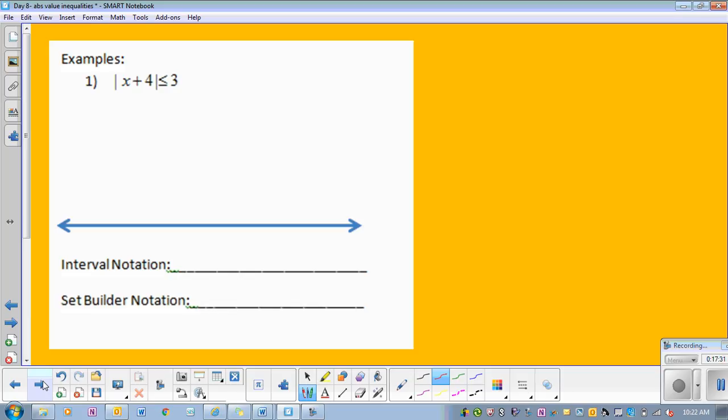Let's try example 1. All right, guys, absolute value. Is it all by itself? Yes. So I'm going to drop the bars, write it twice. First one looks exactly the same. X plus 4, less than or equal to 3. Second one is x plus 4. What do we do with the sign? Greater than or equal to negative 3. Good. You switch the sign, make the number the opposite, right?